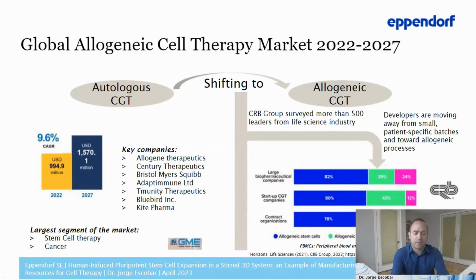Also, a CRB group serving more than 500 leaders in the life science industry found that developers from larger, smaller, and even CDMO organizations are moving away from small patient-specific batches and toward allogeneic processes.